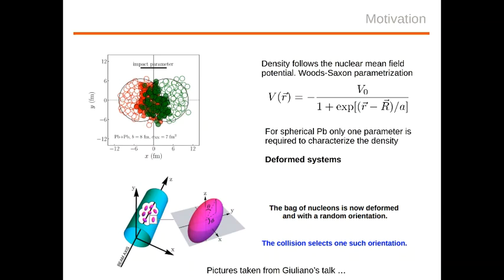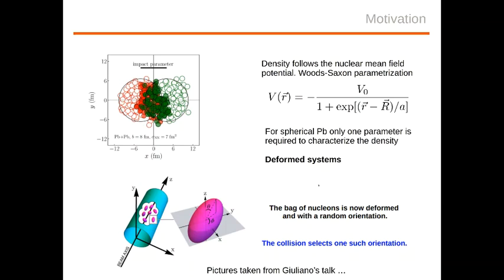So what people are doing in these simulations is essentially using a matter distribution that follows the parameterization of the Woods-Saxon potential. So it has this shape. And in the case of lead-208, there is only one parameter in order to characterize the density. That is essentially the radius and eventually the thickness of the skin of the lead-208.